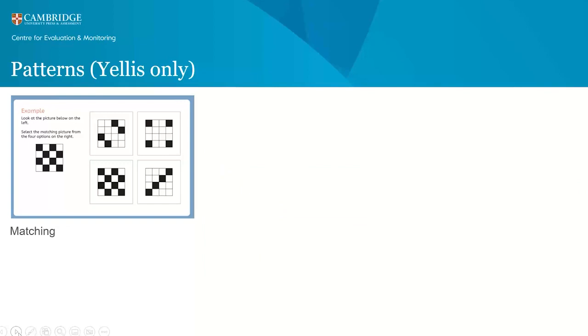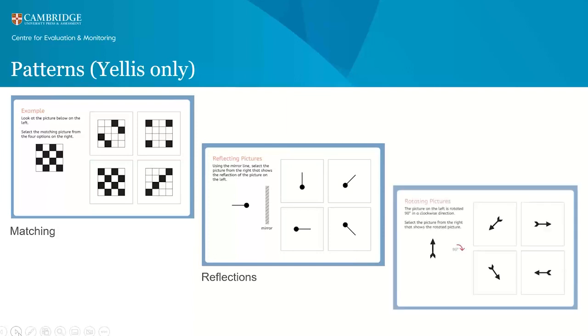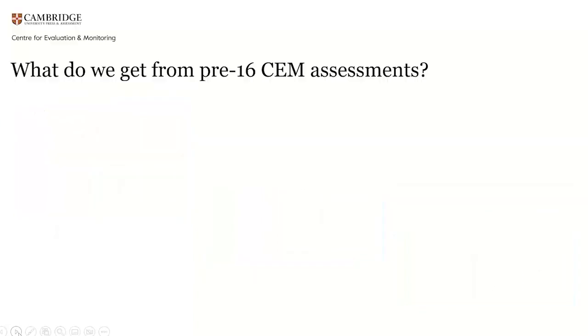Got some example questions from Yellis. So we've got some matching questions where you would look at the image and decide which image matched. There are some reflection questions where you'll be presented with an image in front of a mirror and you've got to decide what the reflection might look like, and also explain what a rotation might look like if it was rotated, for example, 90 degrees.